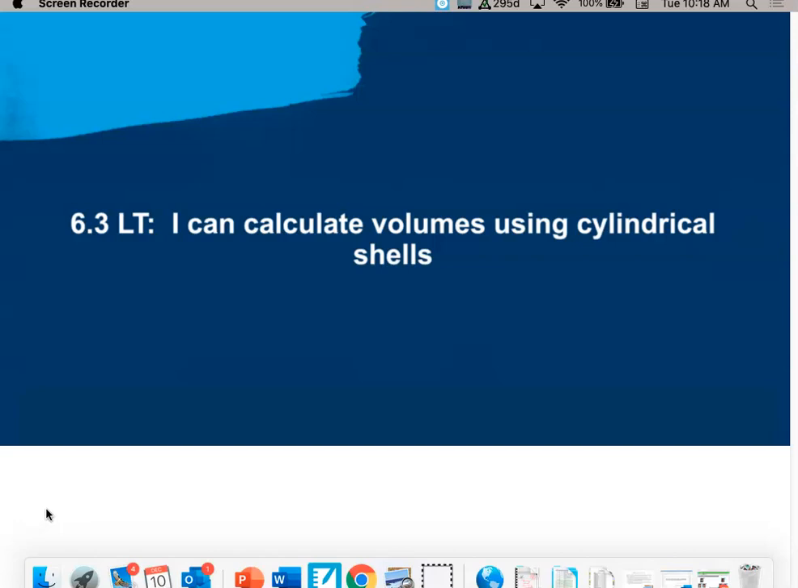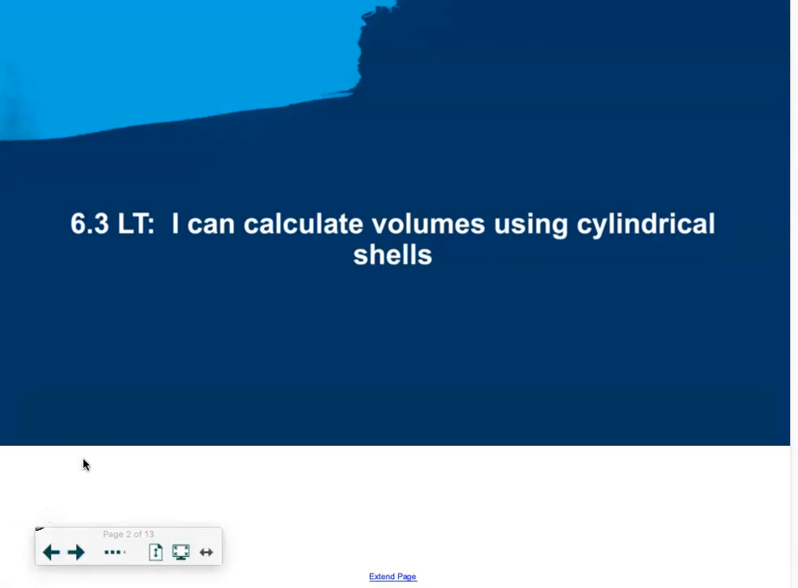So anyway, you're not required to learn shell method. However, it's going to make your life so much easier. Once we get into doing a whole bunch of different types of volumes, being able to do them with shell method, you're going to be like, wow, this really is way easier. So that's why we teach it and continue to teach it, because it really does make your life a lot easier for some of the volumes.